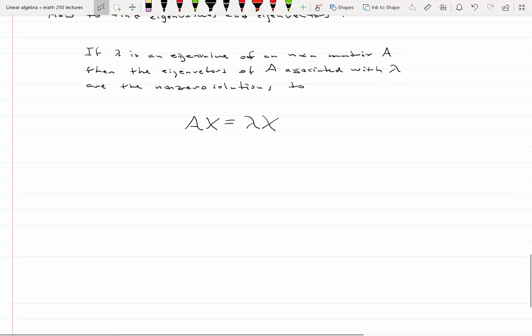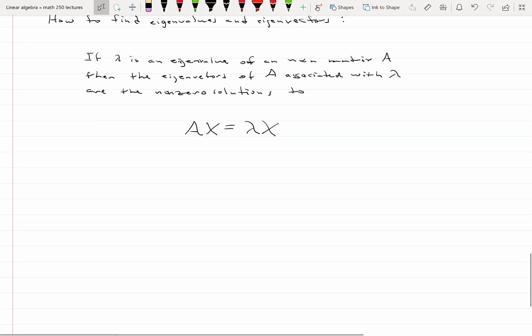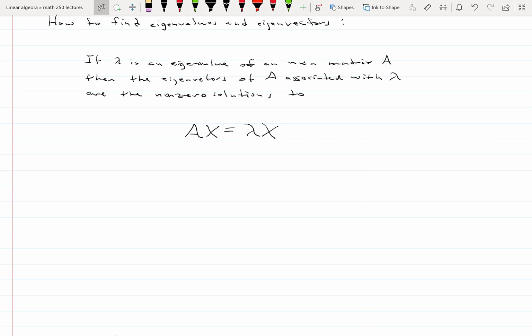Okay, now I'm going to rewrite this system of equations. Keep in mind A is an n by n matrix, and X is a column vector, n by 1. So on the left-hand side we have a system of equations. On the right-hand side, we just have a scalar multiple of the same n by 1 column vector. And X is the variable.